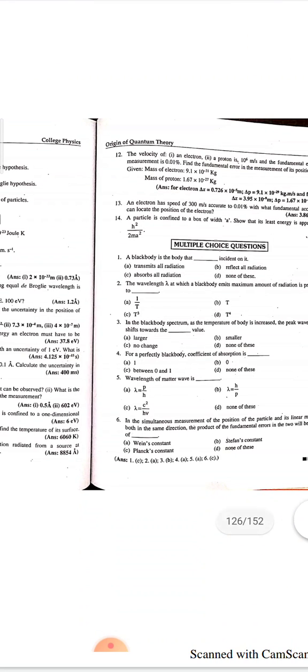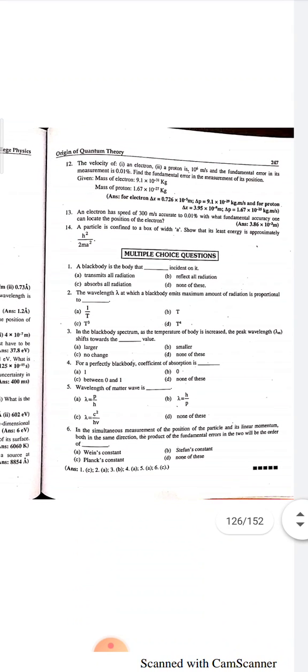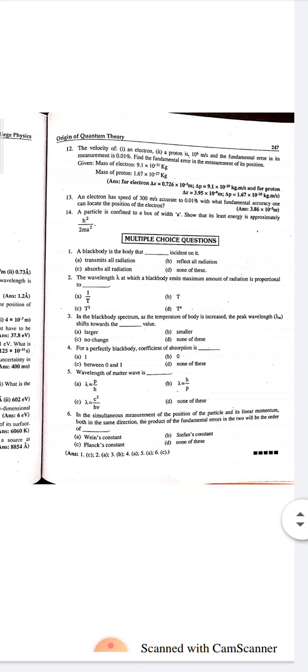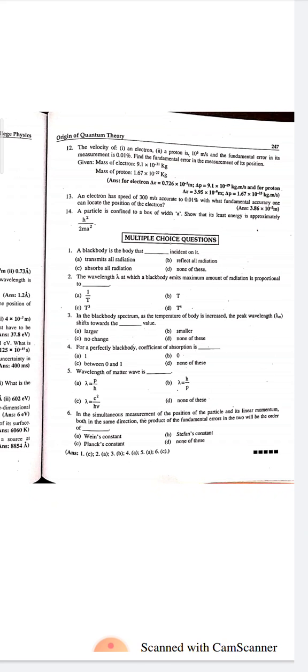A black body is that body which absorbs all radiation incident on it. The wavelength λ at which the black body emits the maximum amount of radiation is proportional to 1/T. In the black body spectrum, as the temperature of the body is increased, the peak wavelength shifts towards a smaller value.